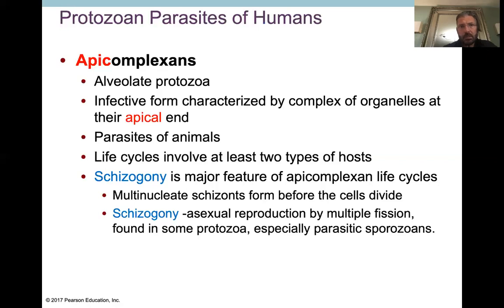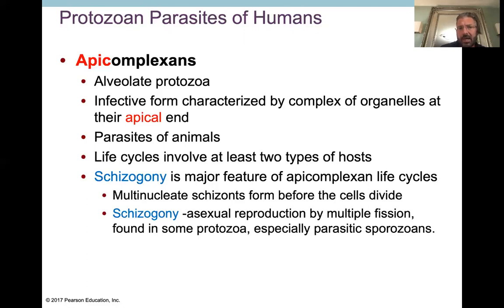We'll talk a little bit about the different stages of the Plasmodium and the mosquitoes. But as far as I'm concerned, I really just want you to know the cycle with malaria: it goes to the liver, then it changes shape, then it goes to the red blood cells, and then it gets re-picked up by another mosquito. The infected form is characterized by a complex of organelles at their apical end, and we'll see a picture of this coming up.